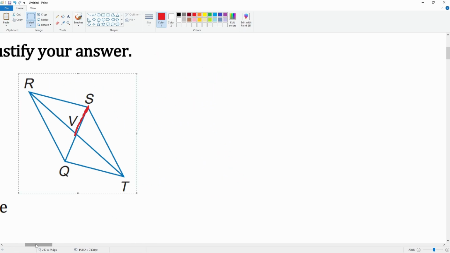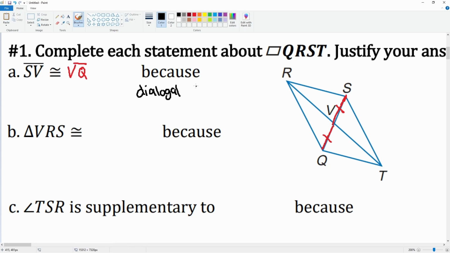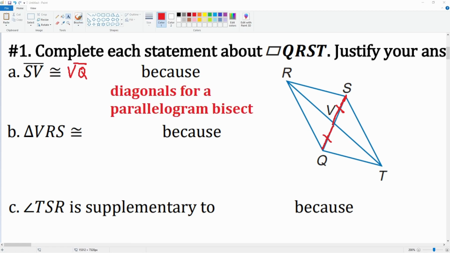Well, the other piece of it is going to be QV, because this is one part of the diagonal, this is the other part of the diagonal. So we can put line VQ. And we know this because the diagonals for a parallelogram bisect. The spelling is wrong here. It's supposed to be diagonal. All right, there you go. I fixed it. The diagonals for a parallelogram bisect.